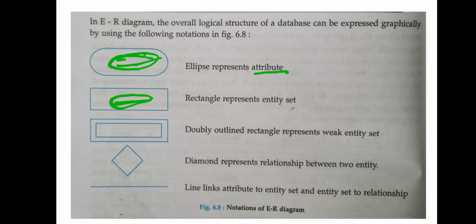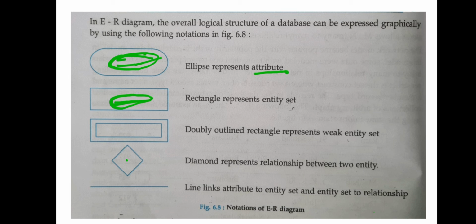And next one is doubly outlined rectangle, represents weak entity set. So about this, what is weak entity set, we'll learn this one in the coming topics. Okay, so another one is diamond, represents relationship between two entities. That means यो दुईटा entity or दुईटा table चाहिँ कसरी relate भएको छ त्यो represent चाहिँ कसले गर्छ, this diamond notation or the diamond symbol is used to relate two different entities or two different tables.